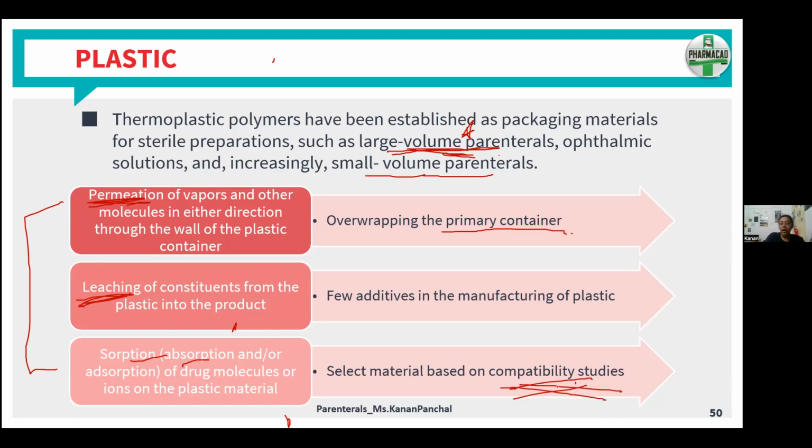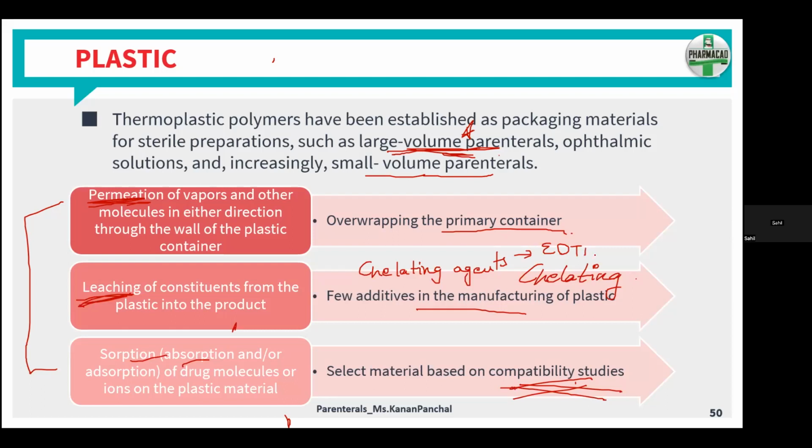All right. And to prevent leaching, you add a few additives. Your chelating agents come into play here. Chelating agents. Example? EDTA. Okay. So that will chelate with all these metal oxides and all. So you have the same problems in plastic also. One different one is permeation.